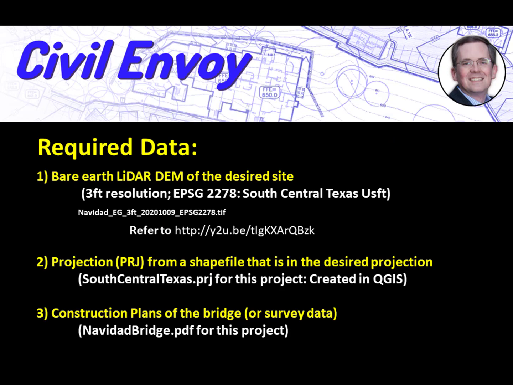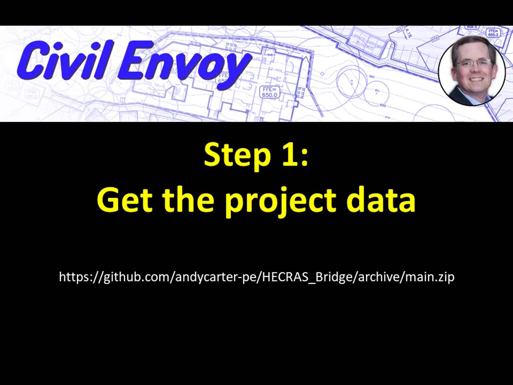The first is a 3-foot resolution bare earth terrain model. It's a geotiff that was projected to the local South Central Texas U.S. Survey Foot projection. I provided a link to a tutorial to show you how this terrain was acquired. Second is a projection file that was created with QGIS that referenced this project's projection. Third, I'm providing as-built reference plans provided by the State Department of Transportation. If desired, download this project's data from this provided link.